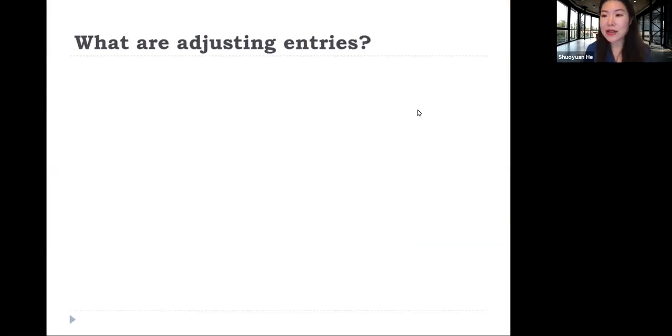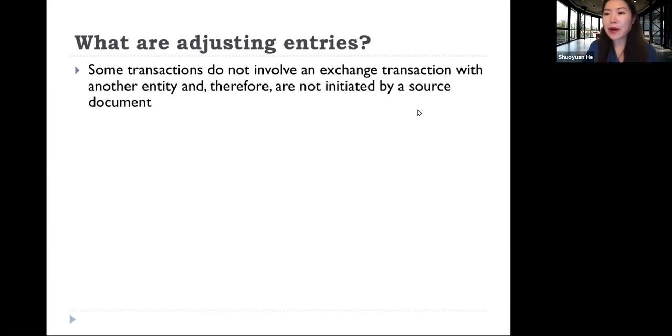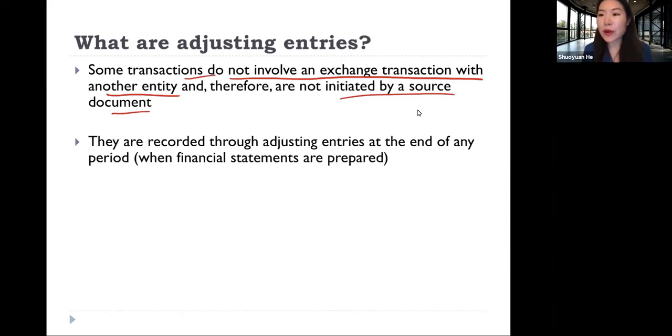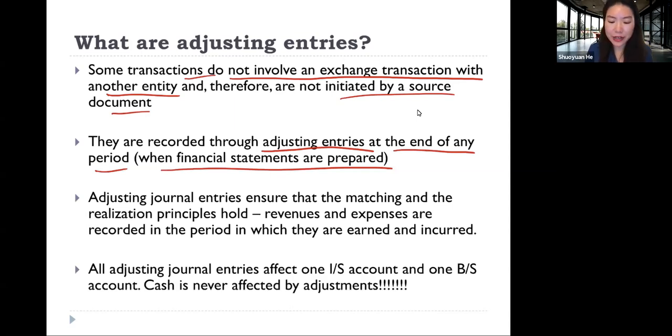What is an adjusting entry? We just talked about how some transactions generate a source document, but not all transactions will generate a source document. Some transactions do not involve an exchange transaction with another entity, so they are not initiated by a source document. In this situation, we record those transactions through adjusting entries at the end of any period when financial statements are prepared. So that is an adjusting entry.